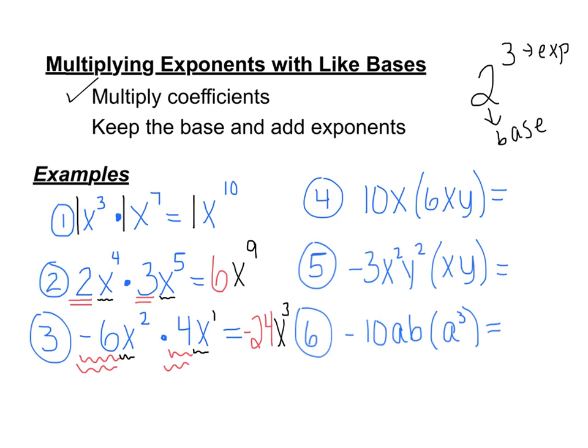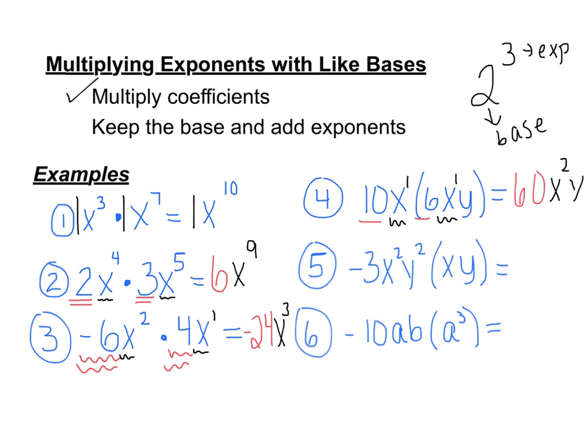Okay, example number 4. 10x parentheses 6xy. Parentheses are the same thing as saying multiply. So we're going to do the same concept. We're going to take the coefficients, the 10 and the 6, and we're going to multiply them. That gives us 60. Now in this case, we have x's and y's. So we're going to take this x and multiply it with that x. They both have powers of 1. So I keep the x, add the powers to get squared, and then we just tack on the y that's next to it. There's nothing to combine it with, so it just gets added on.